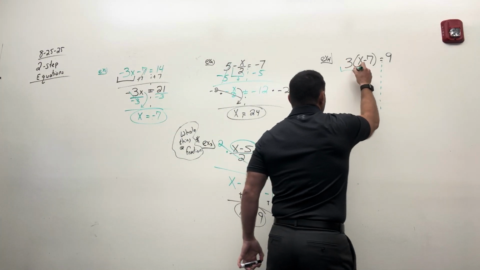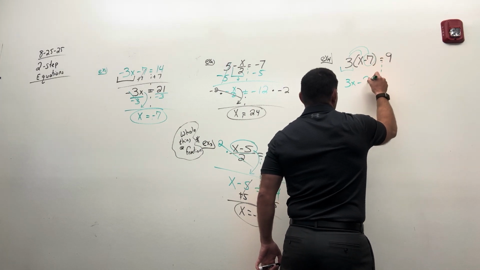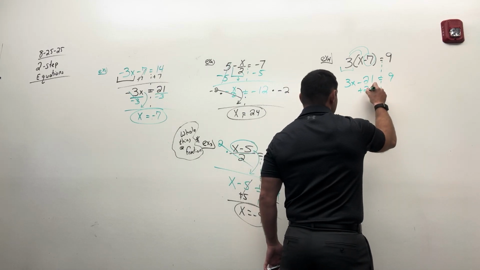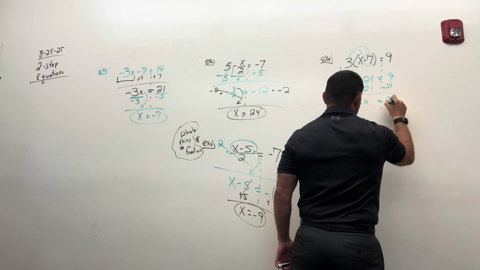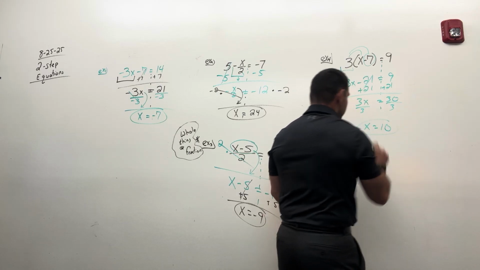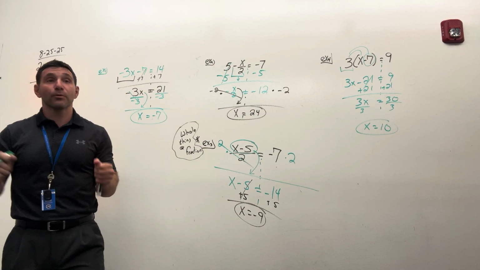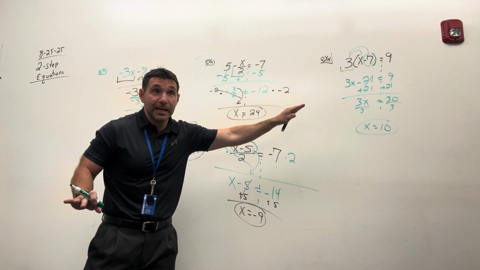We know that we can distribute. That leaves me 3x minus 21 equals 9. Step 1. Step 2 should be done. Add 21. 3x equals 30. Divide by 3, x equals 10. I got an answer of x equals 10. It took me 3 steps. Is that wrong? No. There is nothing wrong with how I did that.